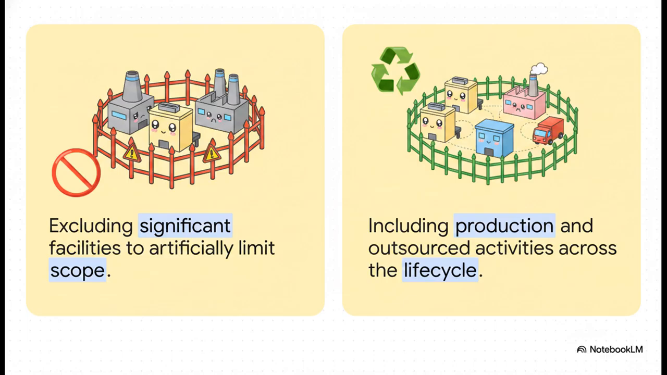ISO 14001 actually demands a life cycle perspective scope. That means you have to include your full production, warehousing, transportation fleets, and even outsourced processes if you have influence over them. You literally can't just exclude a high-risk facility out of convenience. The boundary has to reflect your genuine reality.